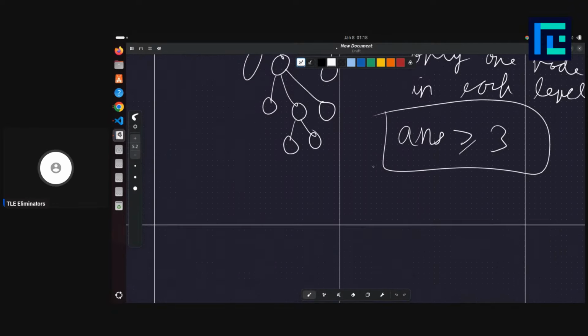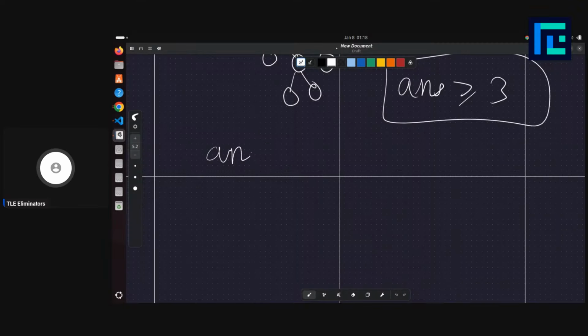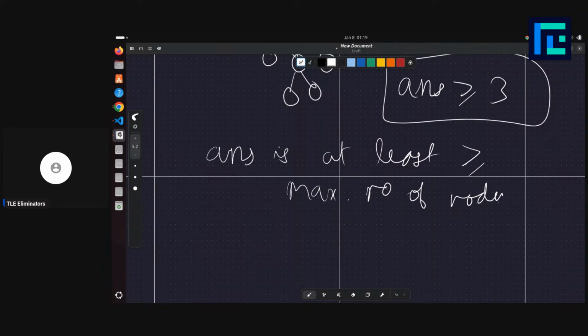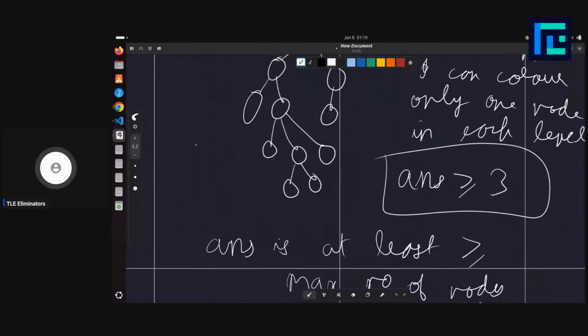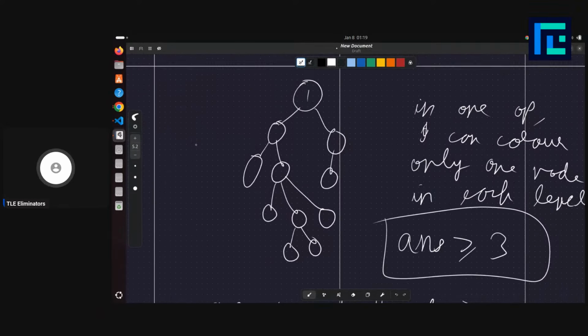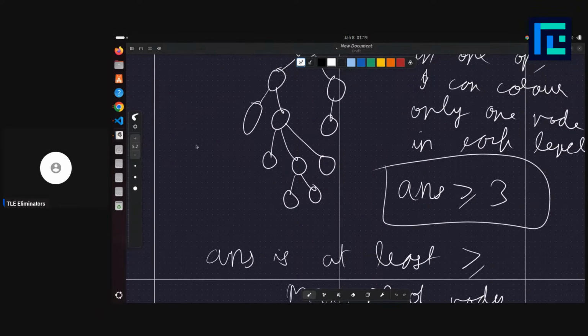So my point is, the answer is greater than or equal to the maximum number of nodes in a level. Over all levels, I'll find the maximum number of nodes in a level, and the answer is at least that much, right? And this is one bound. Now look at some samples.